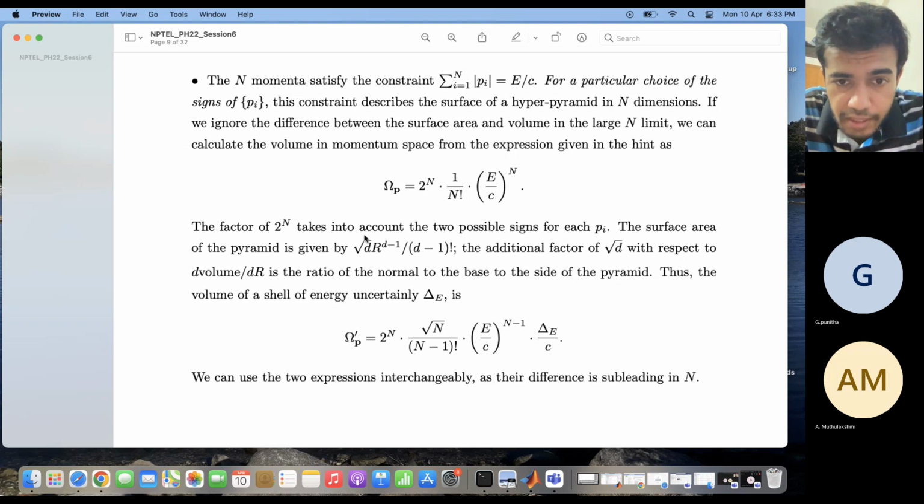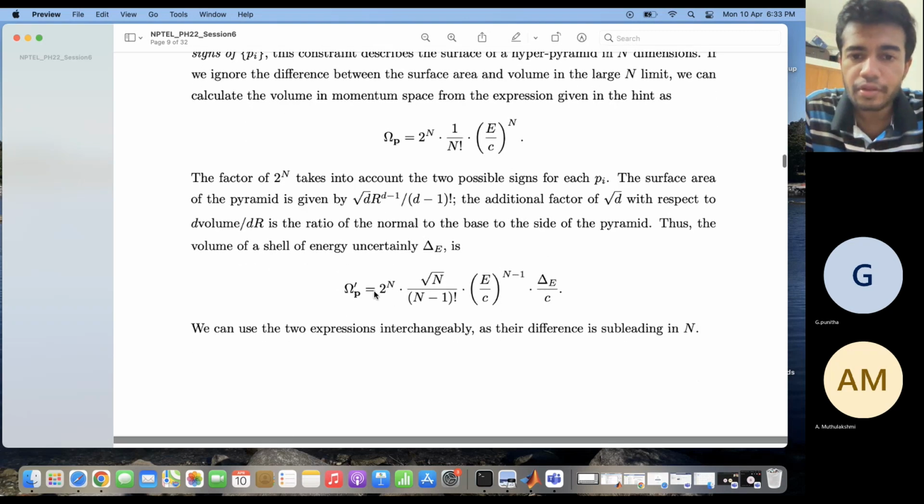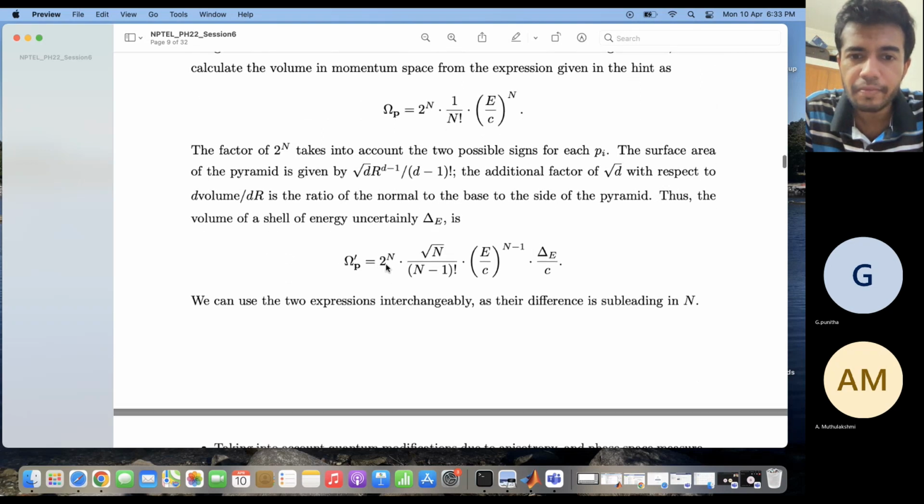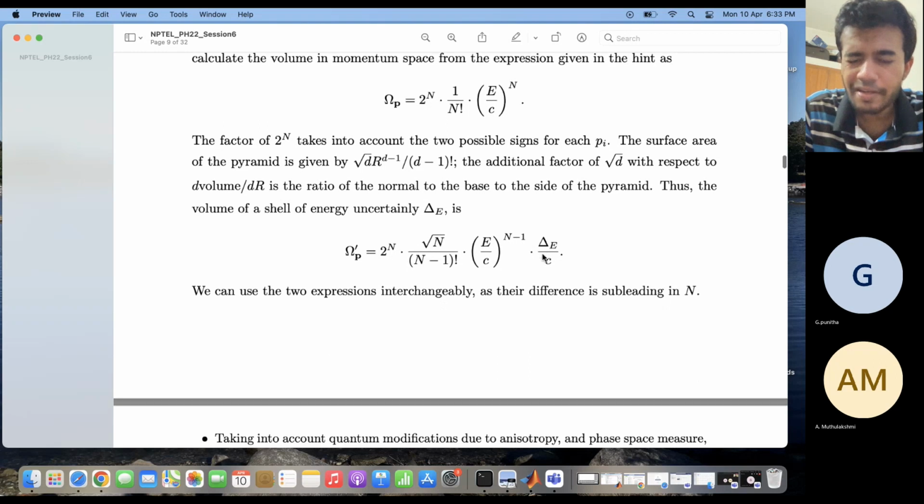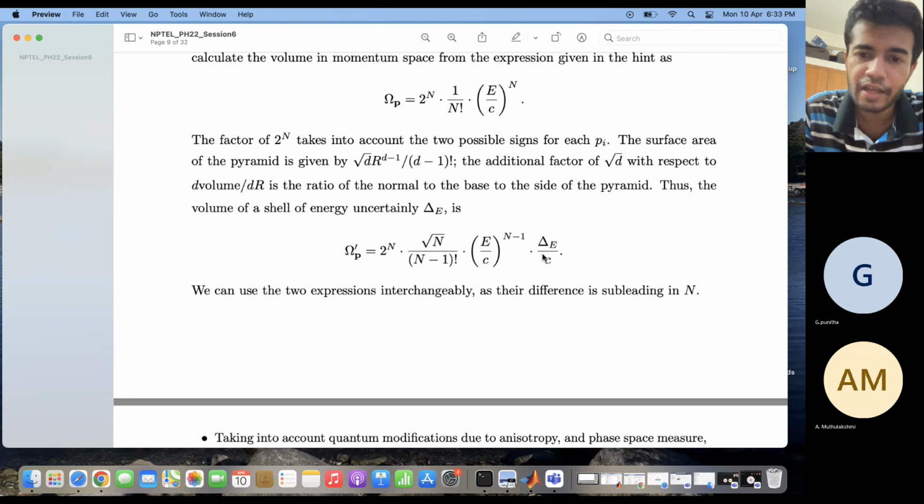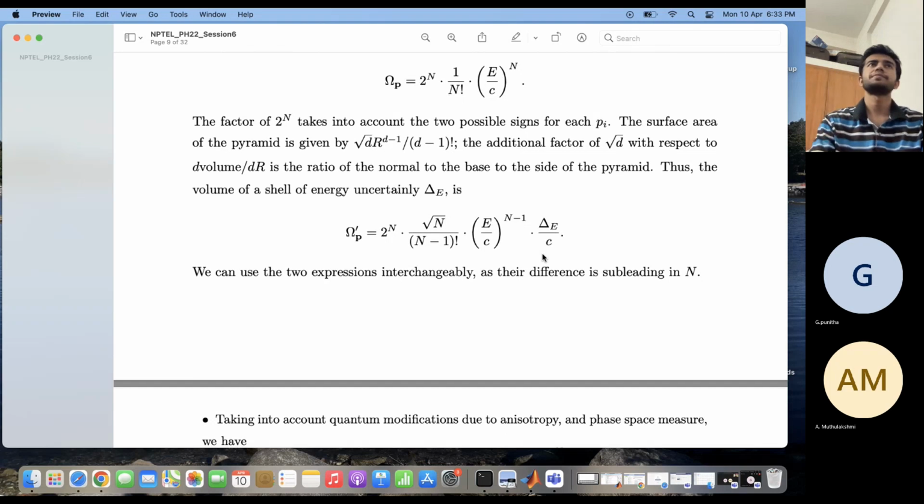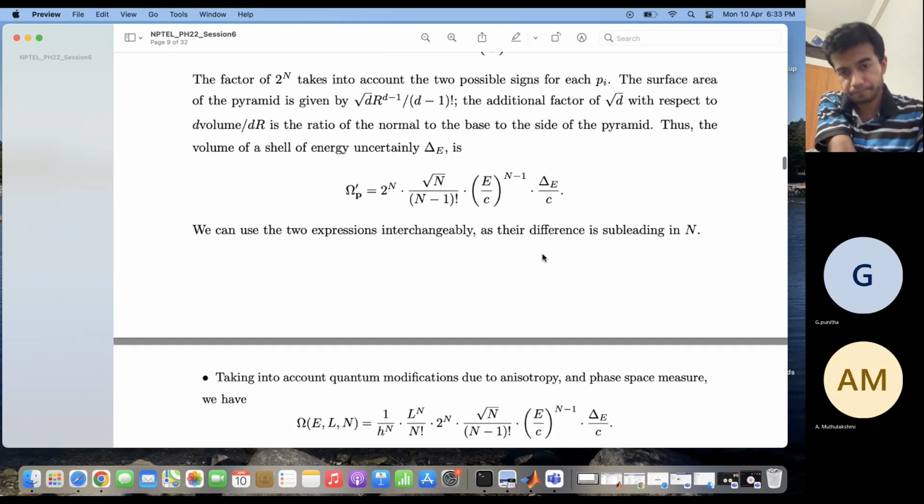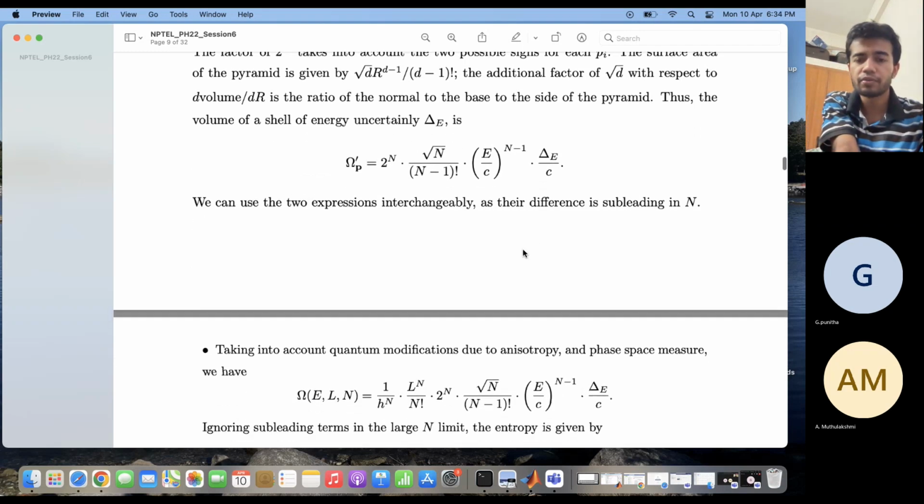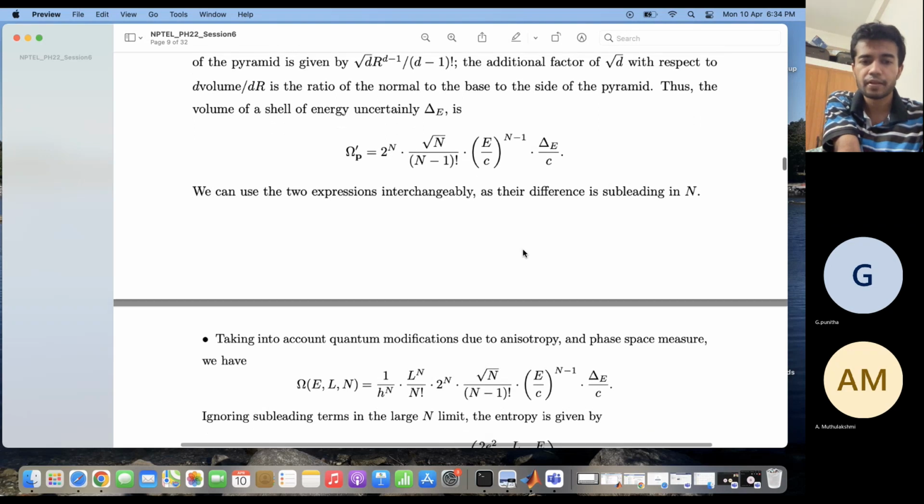And the surface area is given by square root of d, r to the power d minus 1, by d minus 1 factorial. Therefore, the total amount of accessible energy space is given by 2 to the power n into square root of n by n minus 1 factorial, E by C raised to the power n minus 1, into delta E by C, where delta E by C represents a small shell of thickness delta E about the surface of this hyperpyramid. Okay, so all those states which are along the surface of this hyperpyramid within a thickness delta E of it are counted within my total number of microstates.